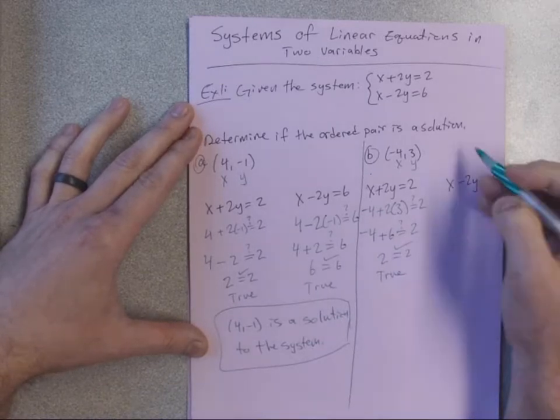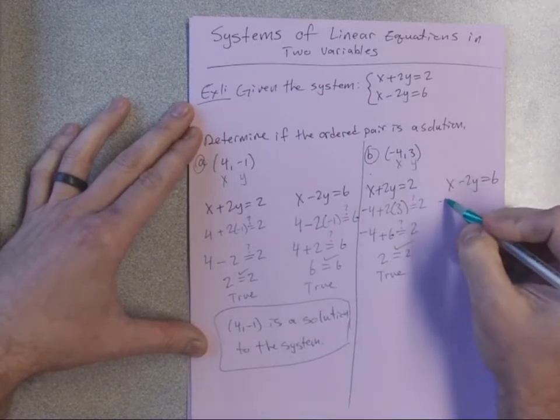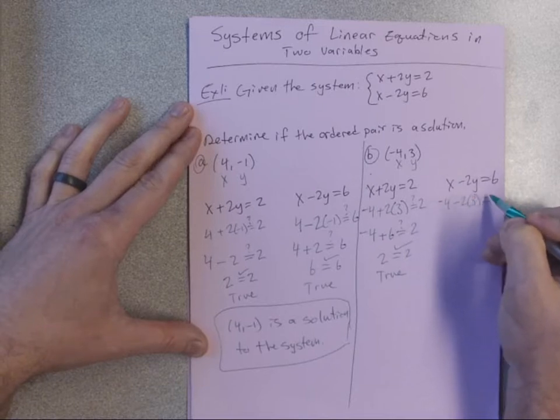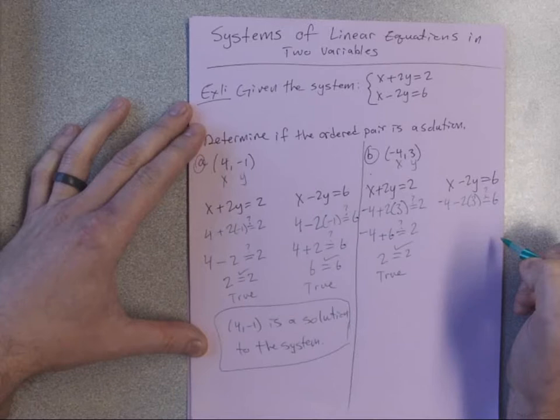Alright, now we have to check this one. Plugging in the same values, -4 minus 2 times y, which is 3, and I'm questioning if that's equal to 6.